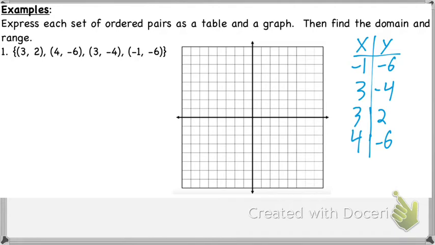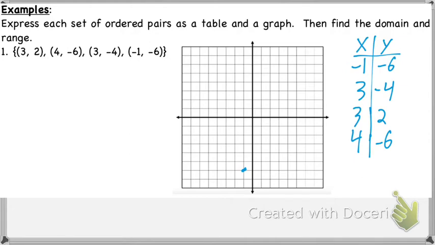Questions on this at all? Okay, let's go ahead and graph these. So graphing them. Help me with this first one. Abby, where would we go on the first one? You would go left once and then down 6. Okay, so if we're using the table, the first one would be left 1, down 6.